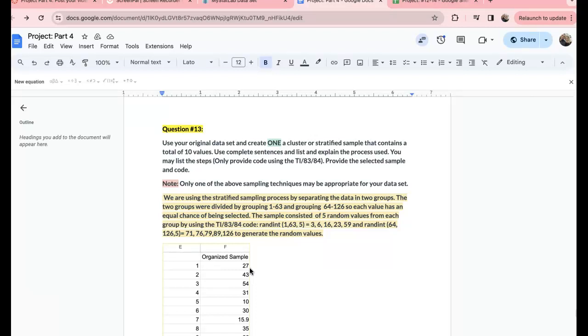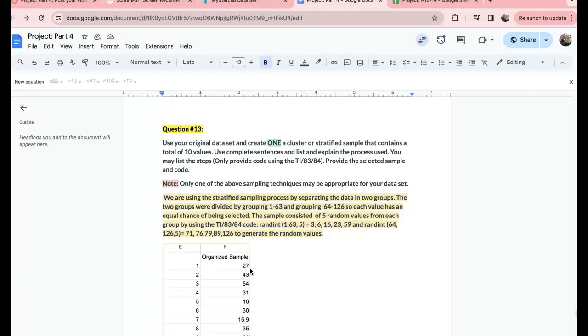In question 13, we're asked to use the original data set and create either a cluster or stratified sample that contains a total of 10 values. We went ahead and used the stratified sampling process, and we separated the data into two groups. The two groups were then divided basically into half, and we grouped 1 through 63 and 64 through 126, so that each value had an equal chance of being selected.